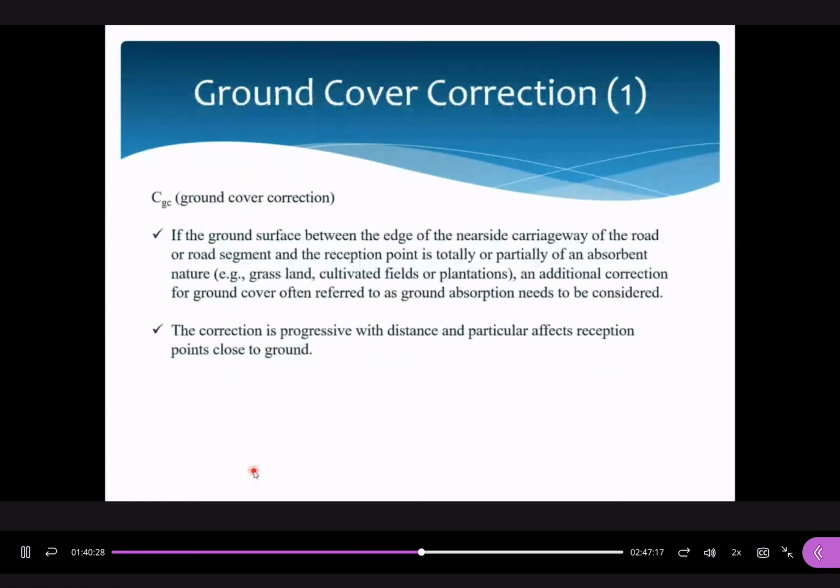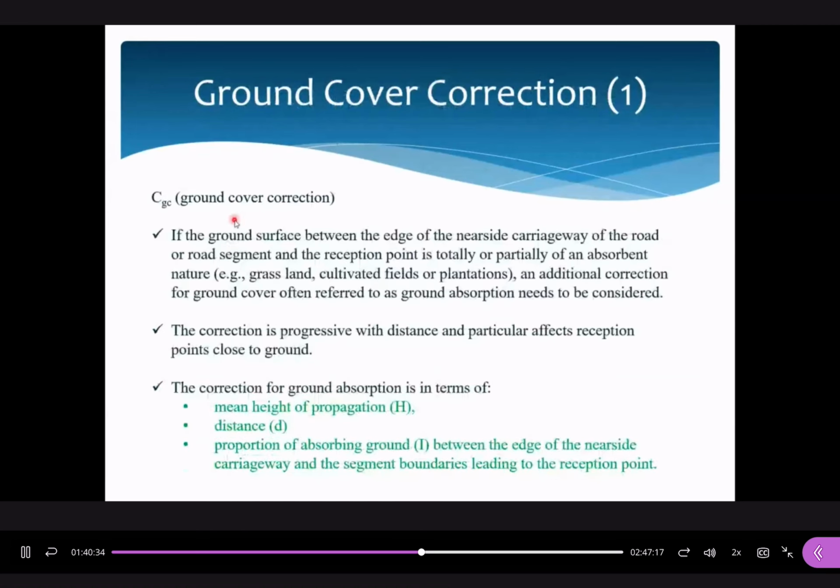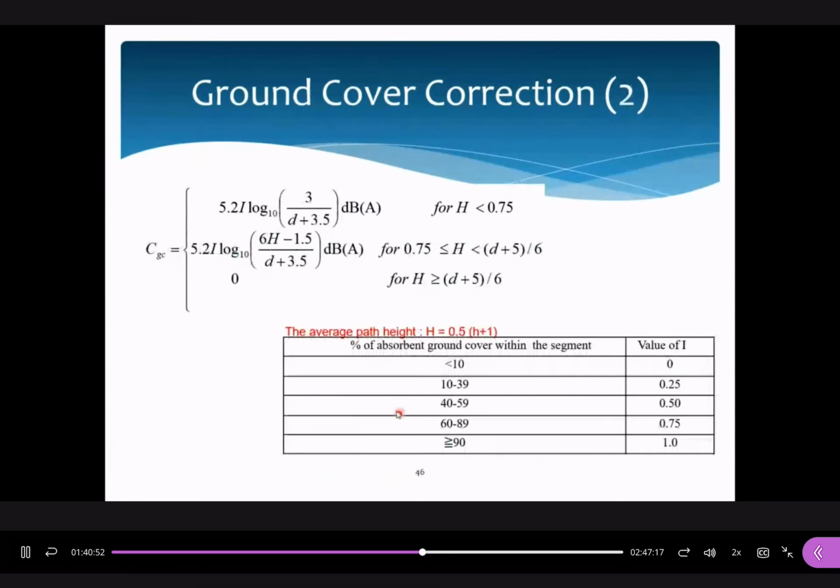Okay, ground corrections. How to consider this one? In terms of ground cover corrections, we need to consider 3 parameters. The first one is the mean height of propagation, the letter H-bar. The second one is the direct distance, d. And the last one is the proportion of the absorbing ground material, I. The value of H-bar, the average path height, we can calculate from this one, 0.5 times (h plus 1).